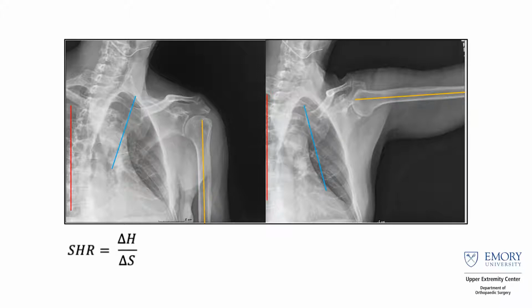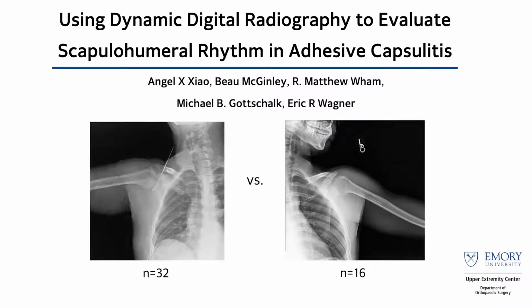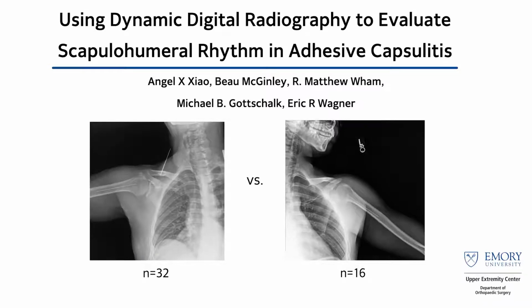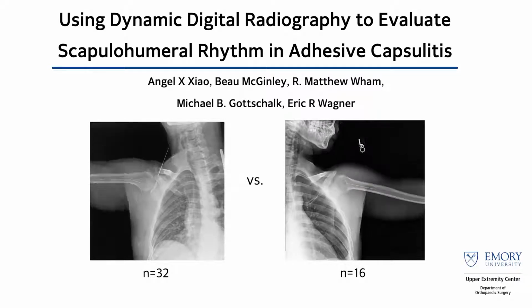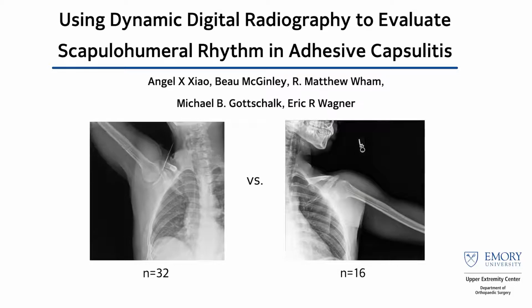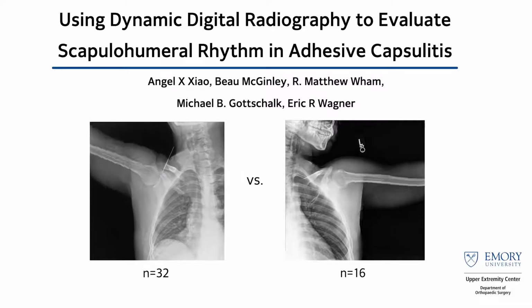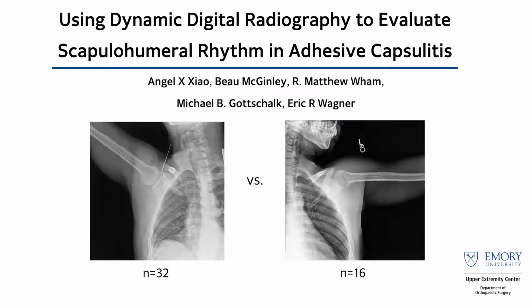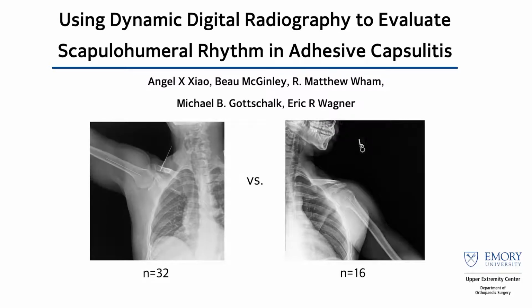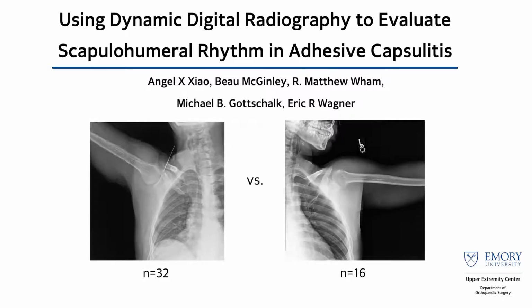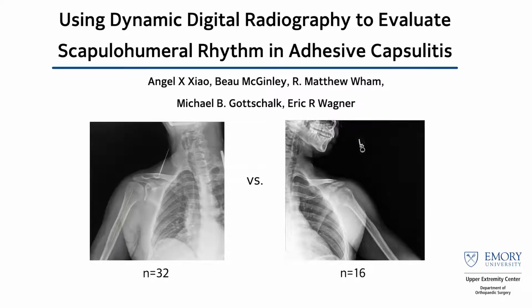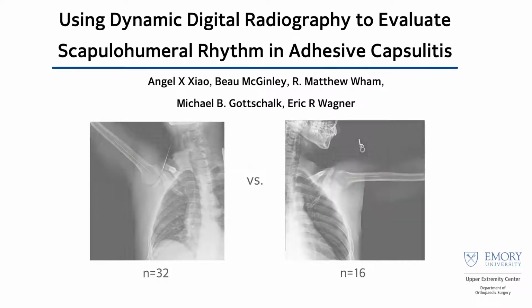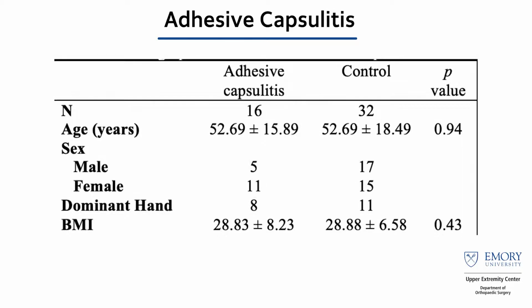Using these scapulohumeral rhythm measurements, we were able to compare 16 patients with adhesive capsulitis on the right compared to 32 patients matched for age and BMI on the left. You can see, just looking at the x-rays, there's an obvious difference in how the glenohumeral motion moves, as well as the scapulohumeral motion. You can see how much they compensate when you have that frozen shoulder. You can see that we matched it for age, BMI, and sex.